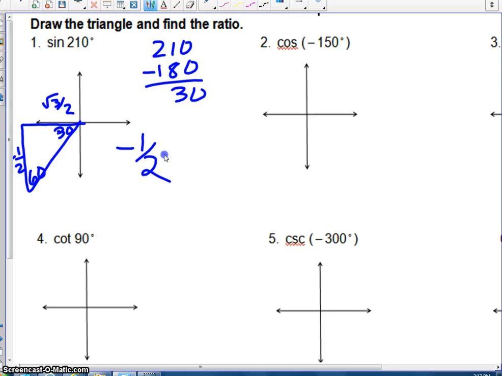So if we look at number 4 with this quadrantal angle here, we're looking at 0, 1. And cotangent is x over y. There we'd have 1 over 0. You can't divide by 0. And so that one does not exist.